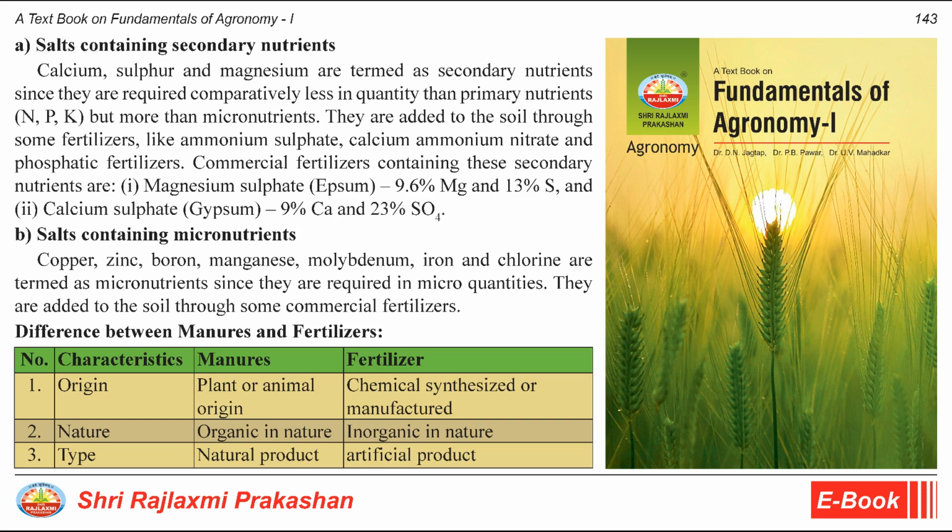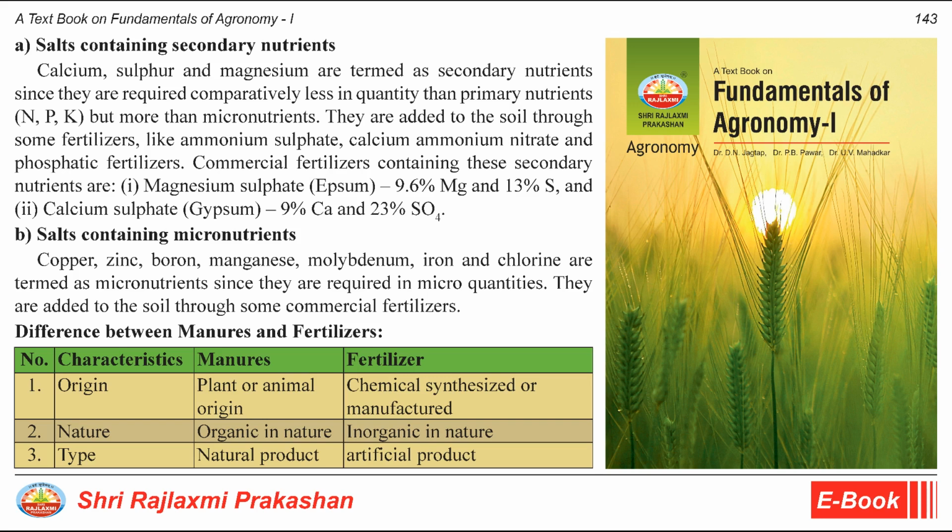Point B, salts containing micronutrients. Copper, zinc, boron, manganese, molybdenum, iron and chlorine are termed micronutrients since they are required in micro quantities. They are added to the soil through some commercial fertilizers.